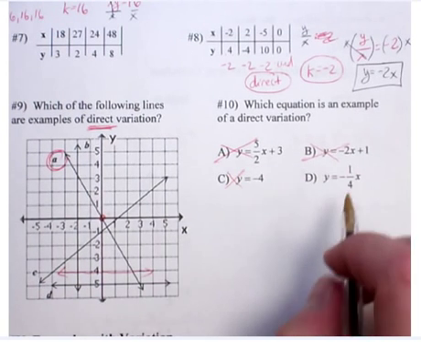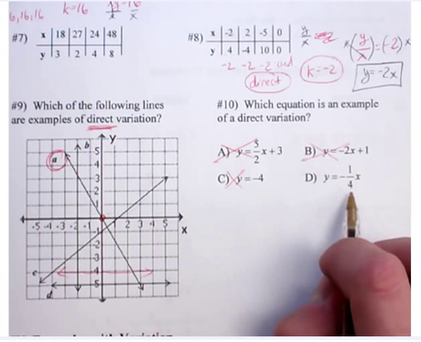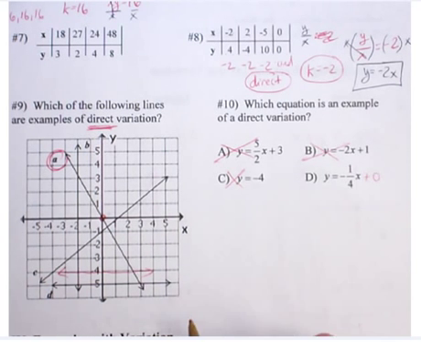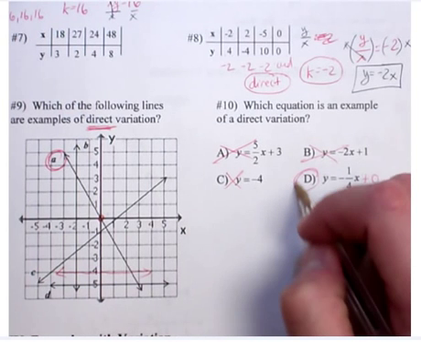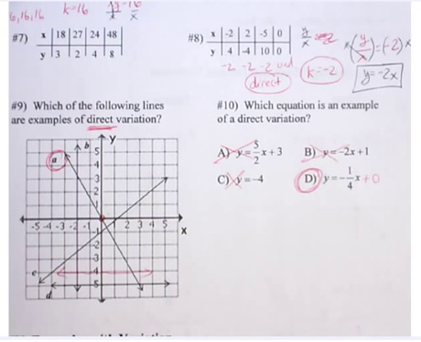That doesn't go through 0, 0. So the last one is choice D, y equals negative 1/4 x. You could put a plus 0 there. The y-intercept is 0, goes through the origin. The answer is D.